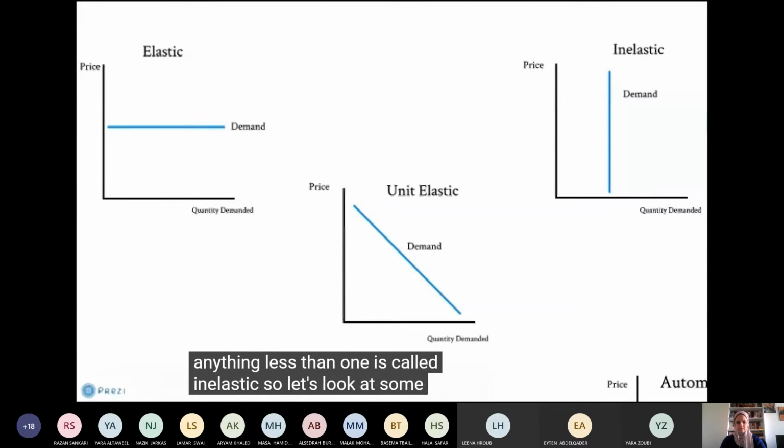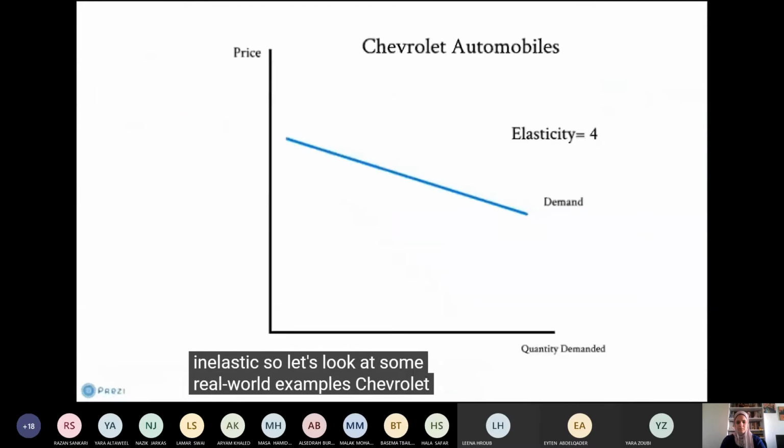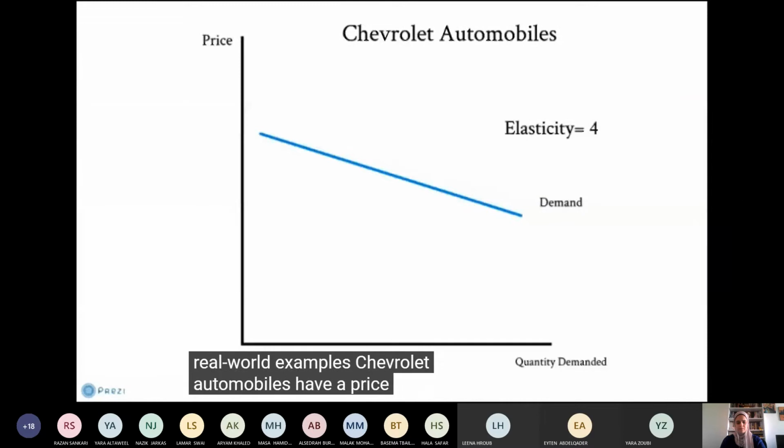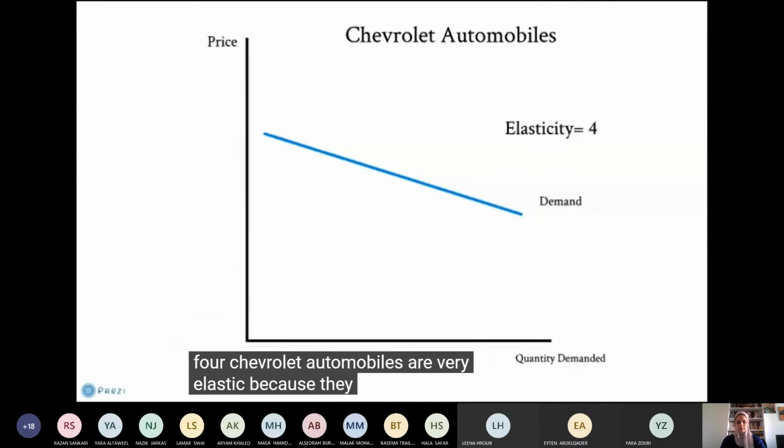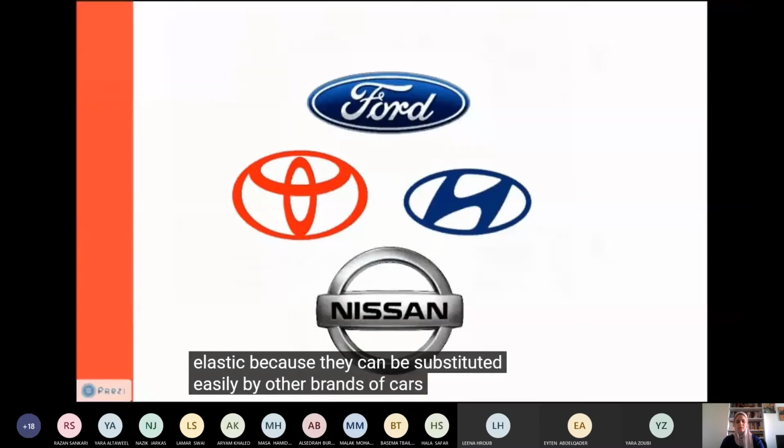So, let's look at some real-world examples. Chevrolet automobiles have a price elasticity of 4. Chevrolet automobiles are very elastic because they can be substituted easily by other brands of cars.